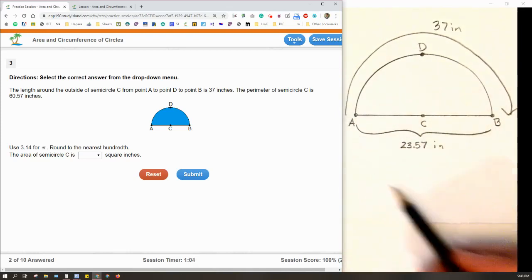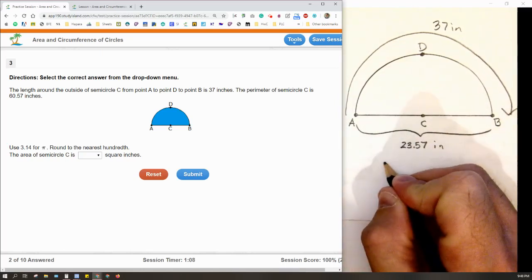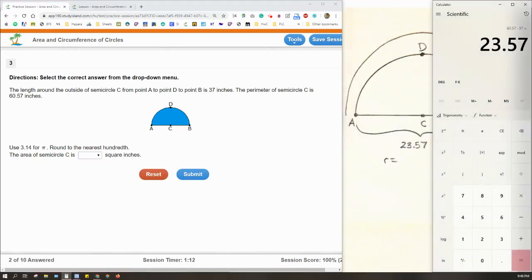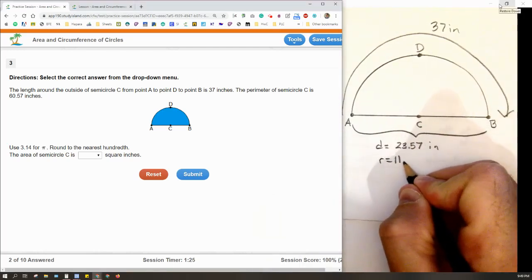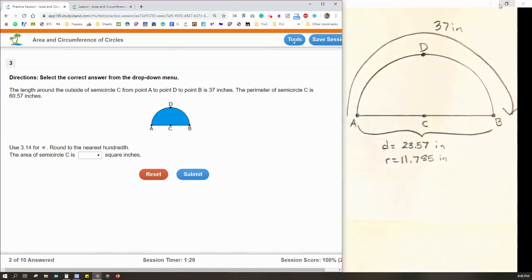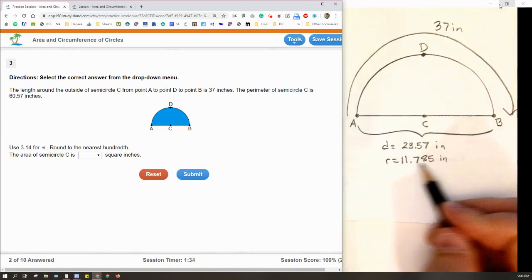Well, if this was a full circle, then that would be the diameter. So the radius is half of that. We just divide 23.57 by 2 and we get our radius, 11.785. So the diameter up there was 23.57, and the radius is 11.785 inches.